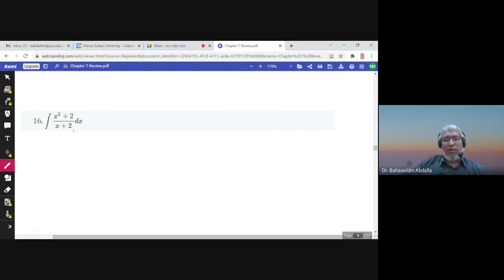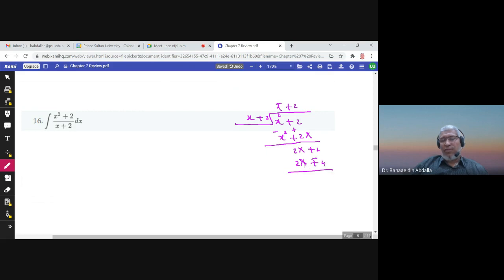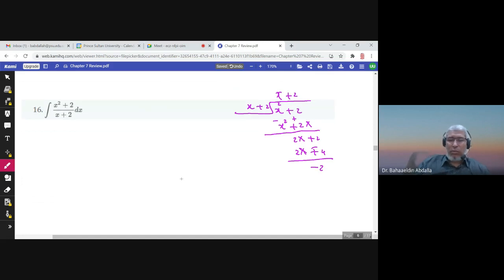I have power of the numerator greater than the power of the denominator, so immediately I'm going to use long division. x squared divided by x is x. Multiply, I have x squared plus 2x. We learned this in section 7.4. Change the signs and add. So 2x plus 2, divide 2x by x, that is 2. 2x plus 4 and change the signs and add. So I'll have negative 2.